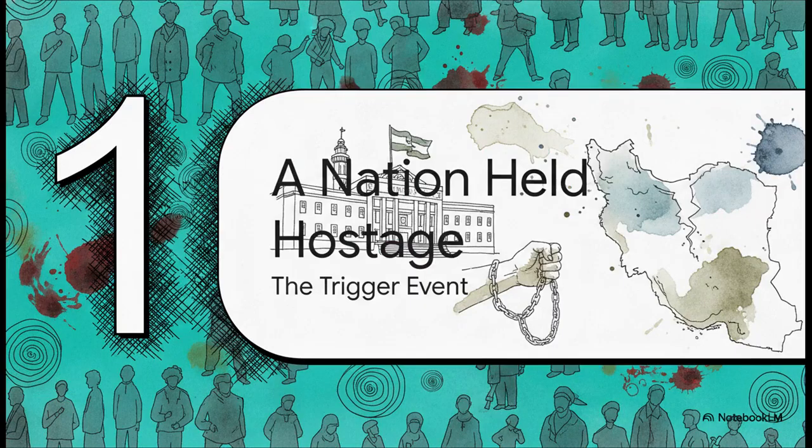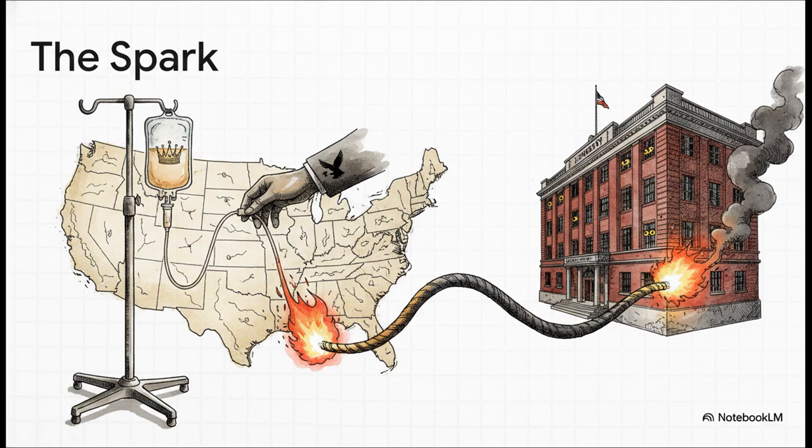Okay, so to really get to the bottom of this, we've got to start with the immediate trigger, the one event that really lit the fuse on this whole international standoff. So, in October of '79, the U.S. makes a decision that changes everything. It allows the exiled Shah of Iran, a deeply despised figure, into the country for cancer treatment.